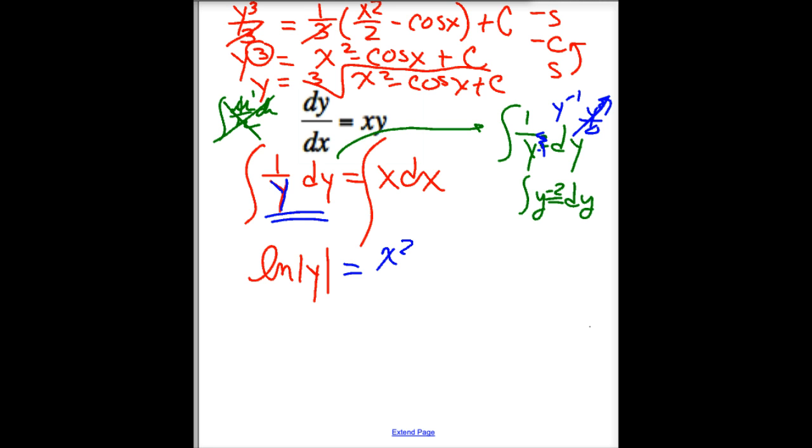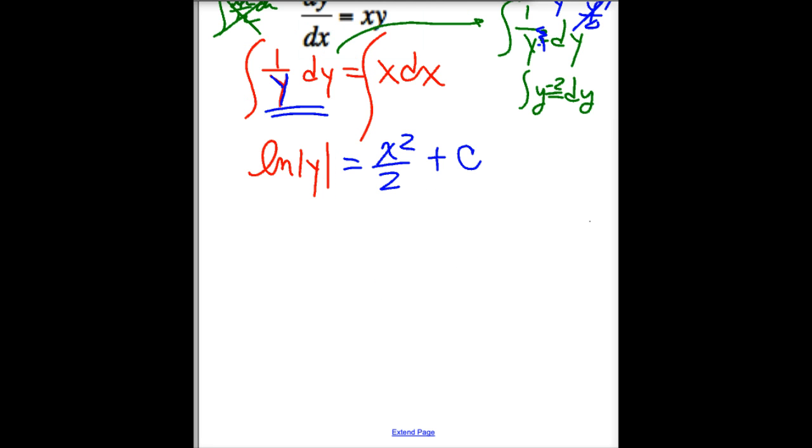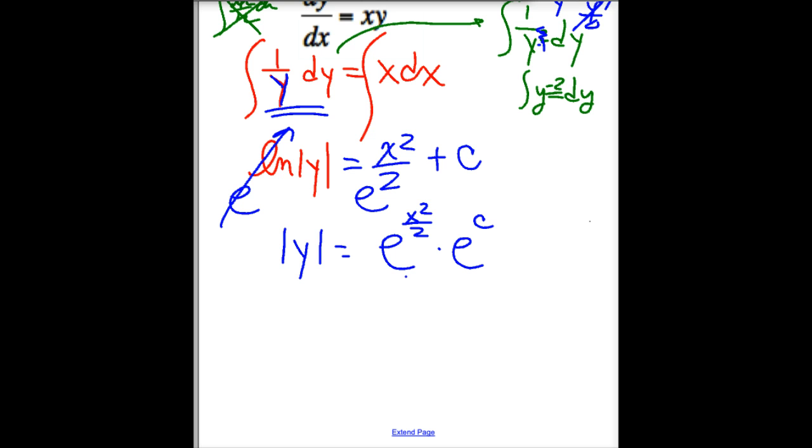So we've got x squared over 2 for the antiderivative plus good old Carl. And then I need to undo ln. So I'm going to do e to the both sides of the equation. E to the ln is just the absolute value of y. They are inverse operations. We are going to write this as e to the x squared over 2 times e to the c. When we multiply, we can add our exponents, so those are equivalent expressions.